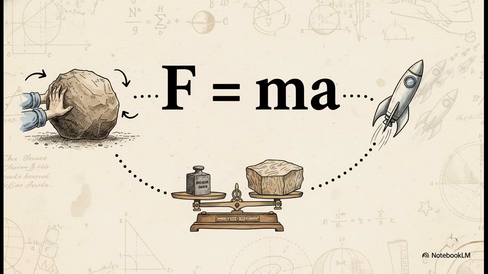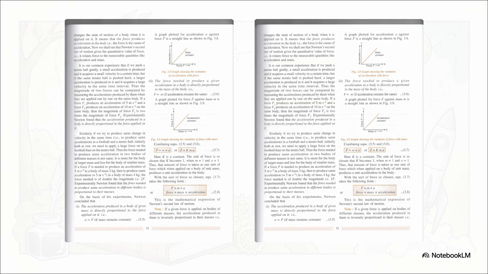This incredibly simple little formula is without a doubt one of the most powerful and important equations in all of science. It is the mathematical heart of motion, perfectly connecting the force you apply to something with the change in speed it experiences. Now, these graphs might look a little complicated, but the idea behind them is super simple. The graph on the left just shows that if you have one object, the more force you push it with, the faster it accelerates. Push harder, go faster. Makes sense, right?